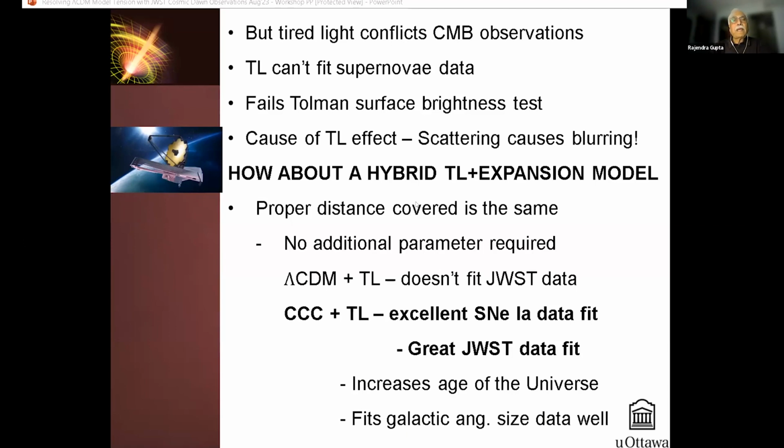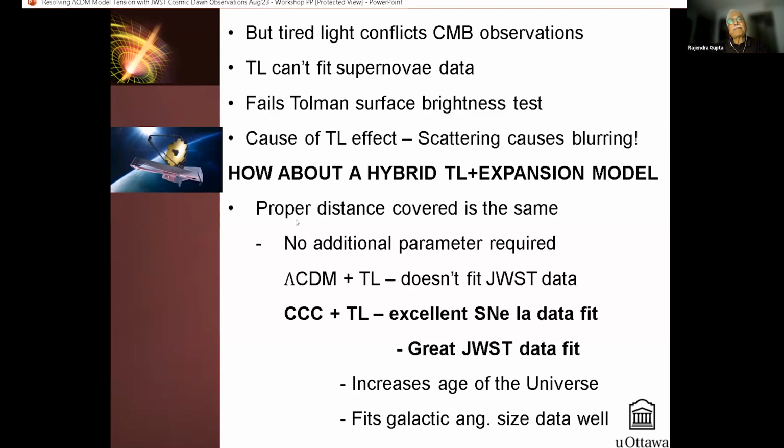Now, the hybrid model. What is a hybrid model? If we consider a twilight model and expansion model together, then the proper distance covered is the same. So this is a very important thing. It can constrain the parameters which we can use, so we don't need an additional parameter for the twilight components.